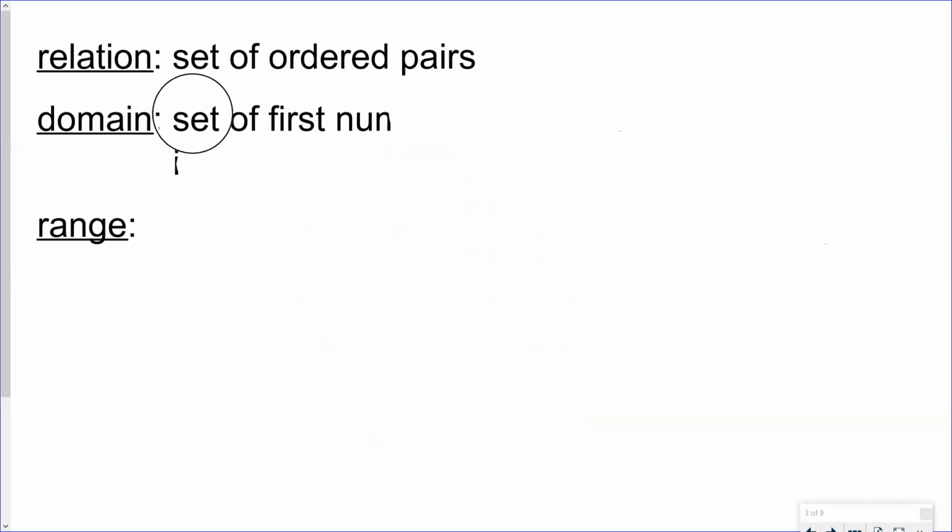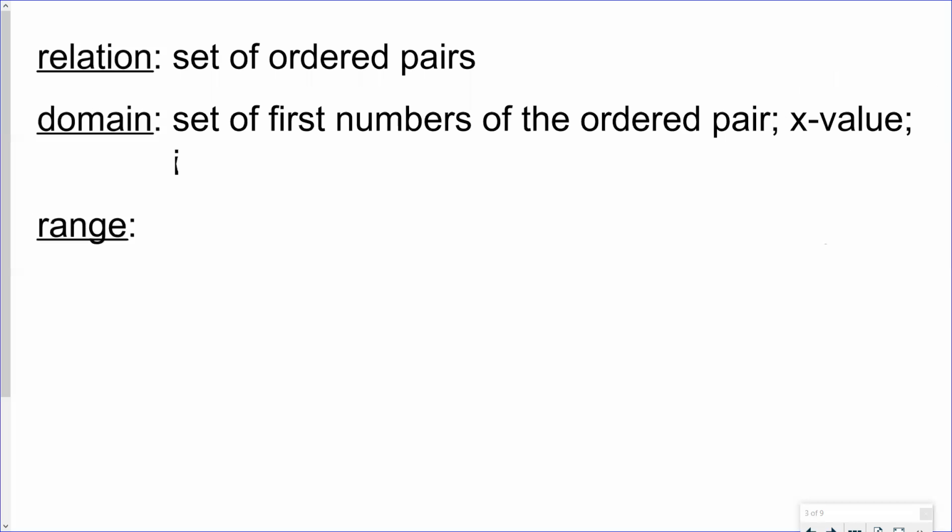All right, so we do have a couple words that we want to look at defining. The first word is a relation. It's a set of ordered pairs. And you'll see what I'm talking about here in a little bit. So a relation is a set of ordered pairs. The next word we want to talk about is domain. The domain is the set of first numbers of the ordered pairs. So basically your domain is your x values. They are also your independent variable. The big thing I want you to focus on is your domain is your x value.